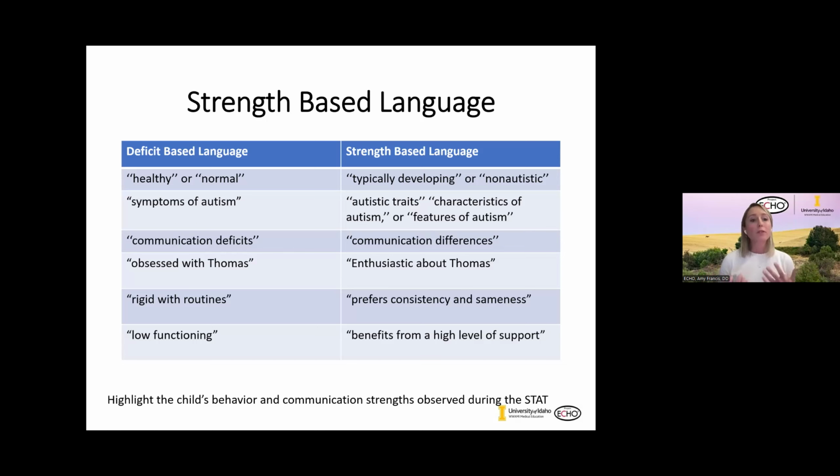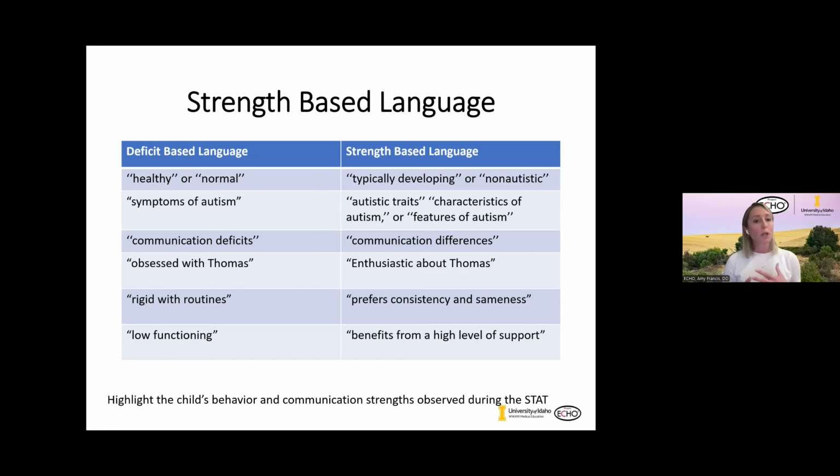Strength-based language. So here are some examples of deficit-based language on the left and strength-based language on the right. We often use terms like healthy or normal, but it's more strength-based to use terms like typically developing or non-autistic. Okay, we're moving away from saying things like symptoms of autism and more towards autistic traits or characteristics or features. Communication deficits could be communication differences.